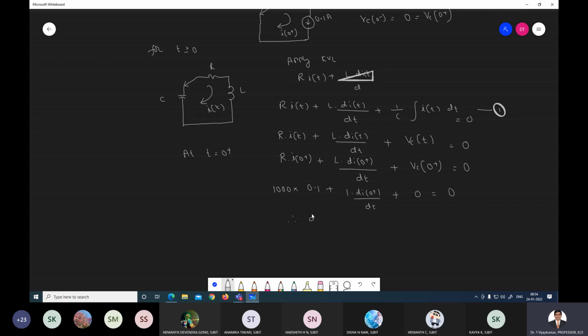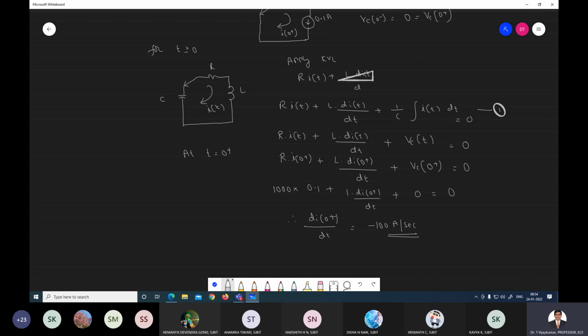So therefore dI of 0 plus divided by dt is equal to how much? Minus 100 amps per second. This is the answer.